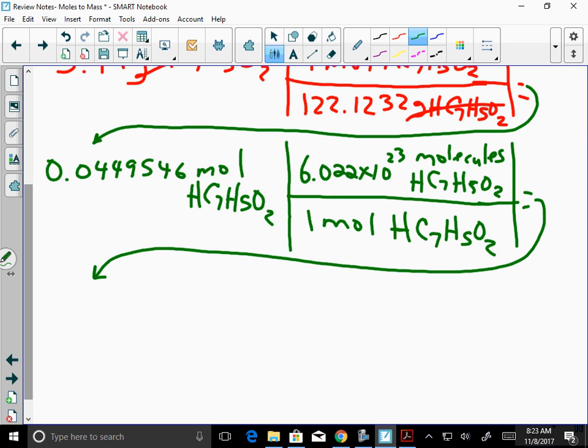my moles cancel, I'm going to convert this into molecules. So I take that number, that 0.04459, and I multiply that by Avogadro's number. And I come up with a value of 2.70766 molecules of benzoic acid.